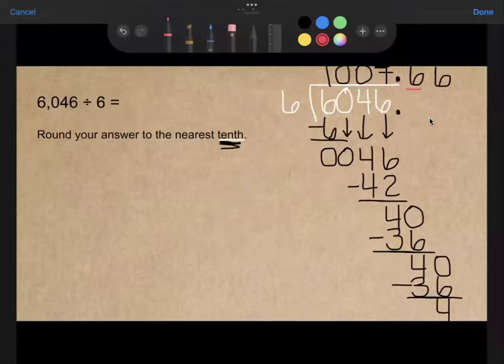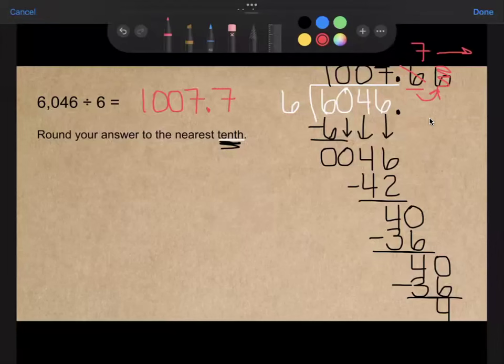So now we have enough digits in our answer to be able to round it to the nearest tenth. This is the 10th place, and to round it, I need to look at this digit to decide what I'm going to do with that. Since the number next to it is 5 or more, that means this gets raised up to a 7. So that's how I'm going to round it. Now everything to this side becomes a 0, so we're going to kind of scratch it off. So that means my final answer here is going to be 1007.7. So that's the rounded answer to the nearest tenth.